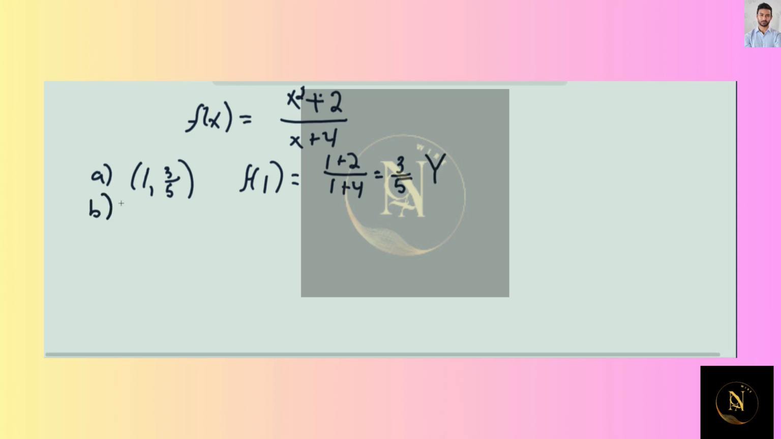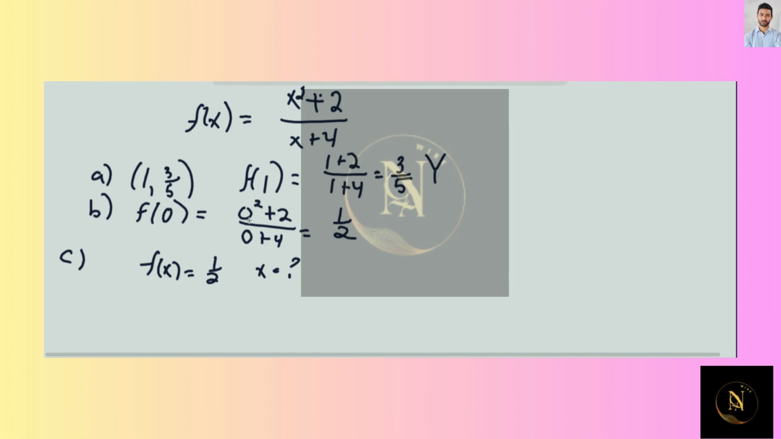Part B. In essence, we want to find what is f(0). What happens when you plug in 0? So I have 0 squared plus 2 over 0 plus 4. So I'm going to get 2 over 4, which is equal to 1/2. And then we're asked a question. We're asked, when f(x) is equal to 1/2, what is x?